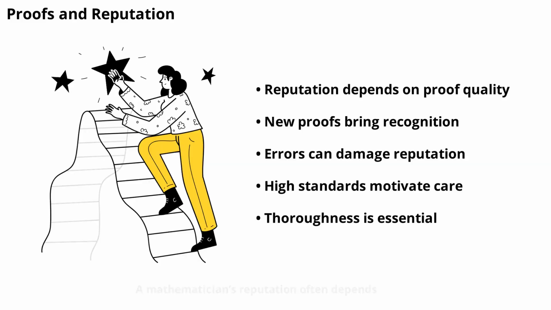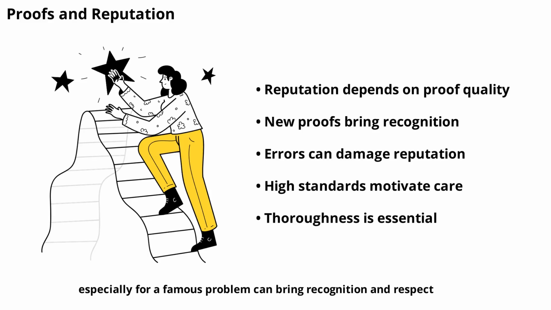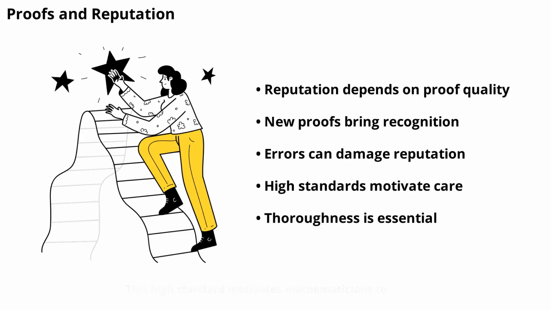A mathematician's reputation often depends on the quality of their proofs. Publishing a new proof, especially for a famous problem, can bring recognition and respect. However, errors or rejected proofs can damage a reputation. This high standard motivates mathematicians to be thorough and careful in their work.